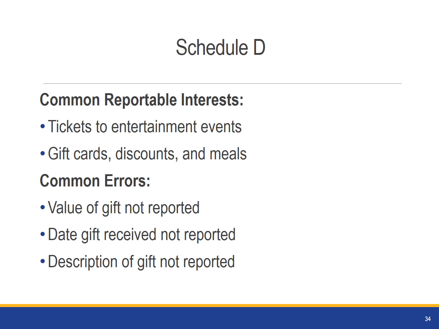If the filer still has questions, they should send an email to advice@fppc.ca.gov.